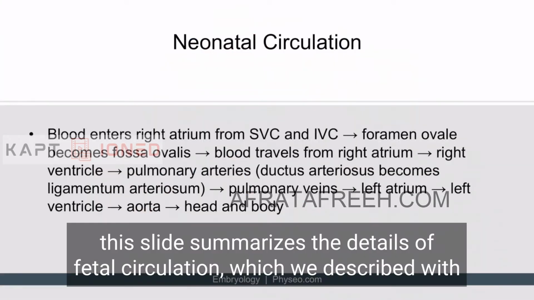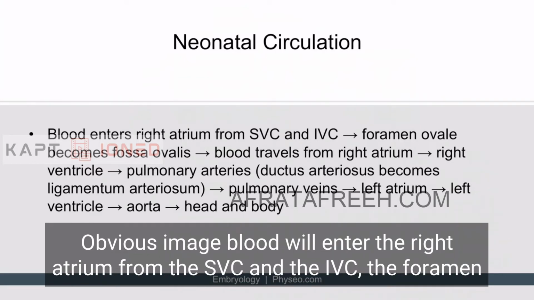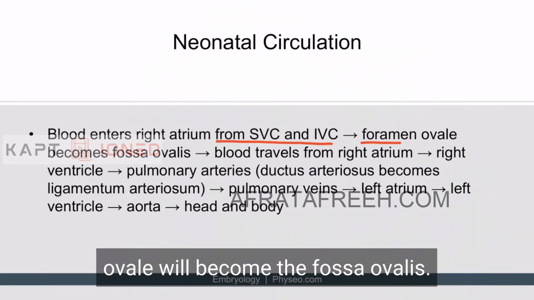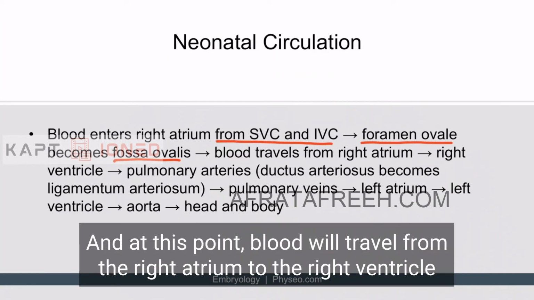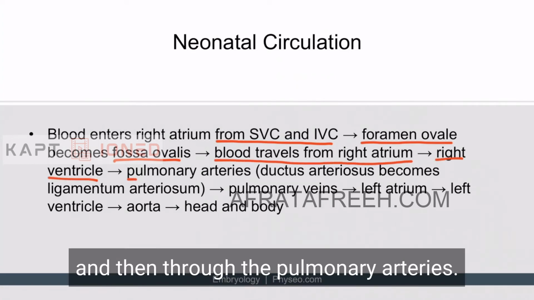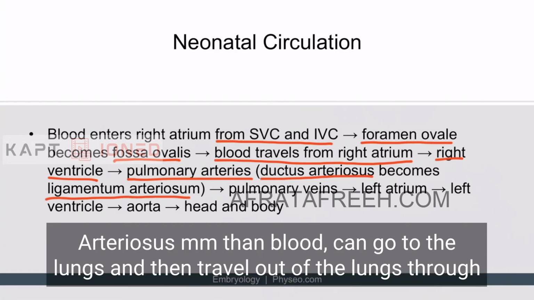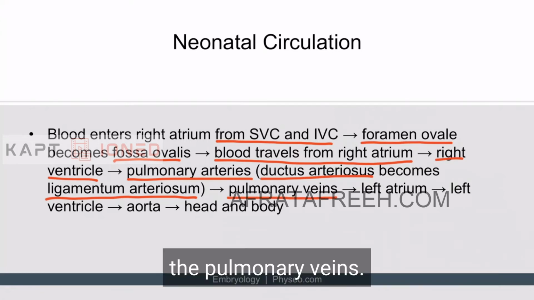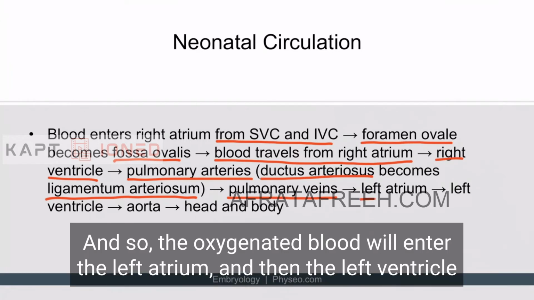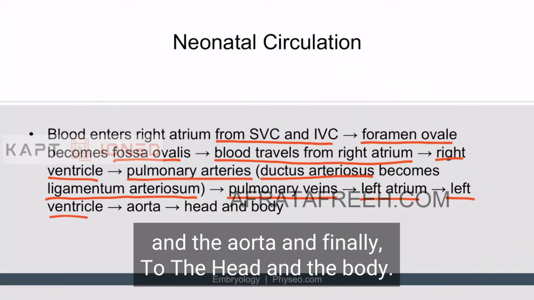This slide summarizes the details of neonatal circulation, which we described with the previous image. Blood will enter the right atrium from the SVC and the IVC. The foramen ovale will become the fossa ovalis. And at this point, blood will travel from the right atrium to the right ventricle and then through the pulmonary arteries. And since the ductus arteriosus becomes the ligamentum arteriosum, then blood can go to the lungs and then travel out of the lungs through the pulmonary veins. And so the oxygenated blood will enter the left atrium and then the left ventricle and the aorta, and finally to the head and the body.